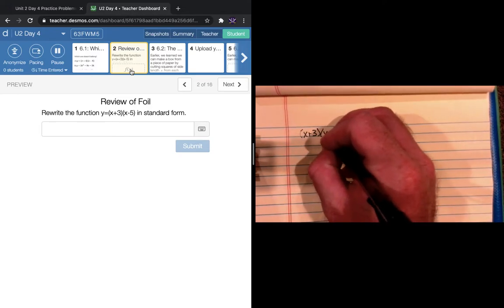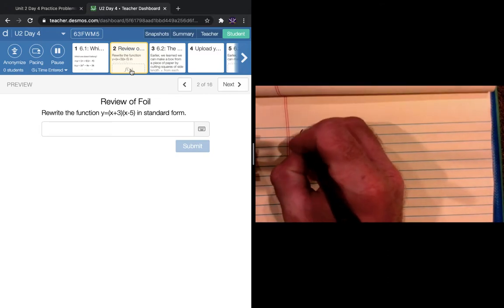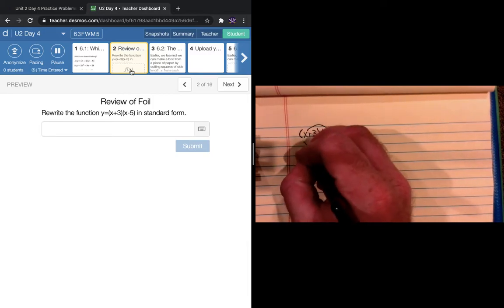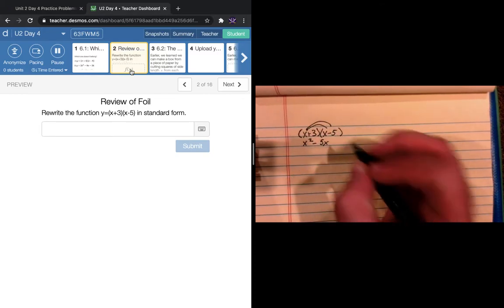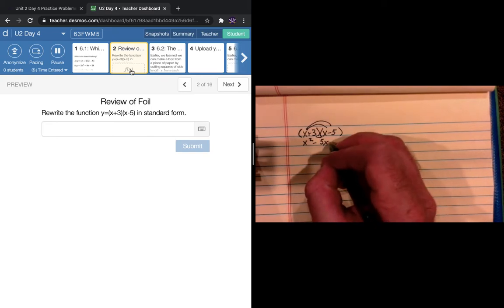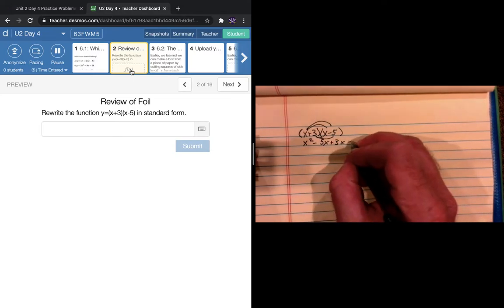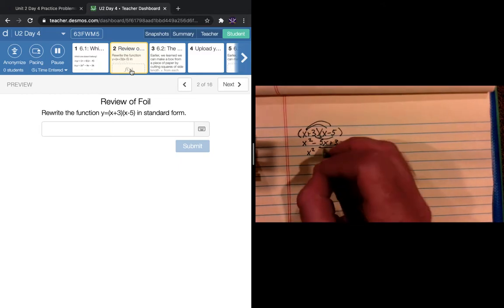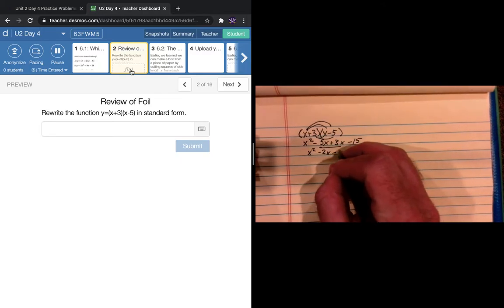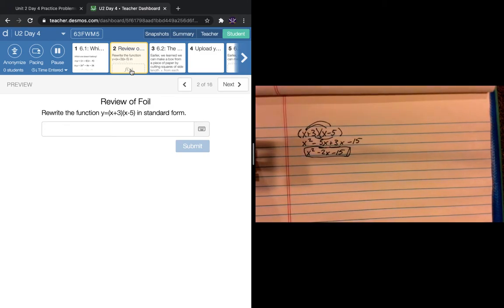So x plus 3 times x minus 5. Remember, first, outside, inside, last. I do my first, and I get x squared. I do my outside, and I get negative 5x. I do my inside, and I get 3x. And then I do my last, which is negative 15. Combine your like terms in the middle, and you're left with x squared minus 2x minus 15 as your answer. So that is using the FOIL method.